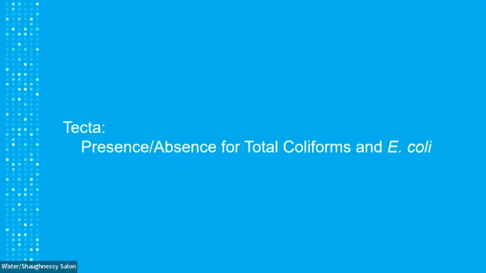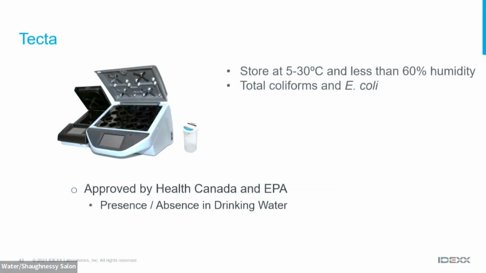Yeah, let's switch gears a little bit and talk about TECTA briefly. So TECTA is a new test to IDEXX. It's for presence absence testing for coliforms and E. coli, again in water. It works on a very similar principle to Colilert and Colilert-18. The difference here is that this is an automated test. So you still have a reagent that's detecting the products, but there's actually a machine involved that will tell you whether or not the sample is positive. This is approved by Health Canada and EPA for presence absence of drinking water.